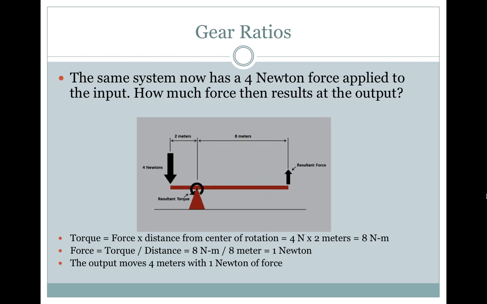Gear ratios. The same system now has a 4 Newton force applied to the input. How much force then results at the output? Torque equals the force times distance from the center of rotation, so in this case 4 newtons times the 2 meters equals 8 Newton meters. Force equals torque divided by distance, so our torque that we got from the 8 Newton meters here divided by the distance of 8 meters equals 1 Newton. The output moves 4 meters with 1 Newton of force.